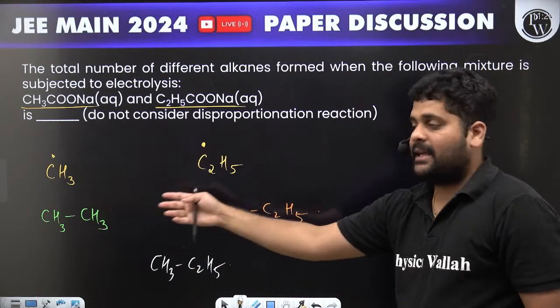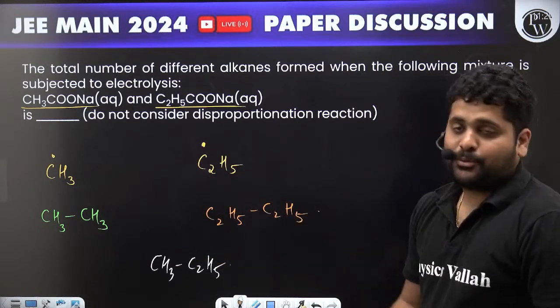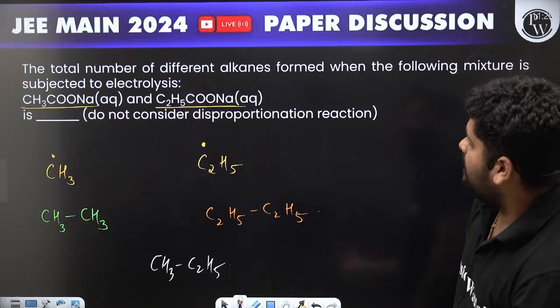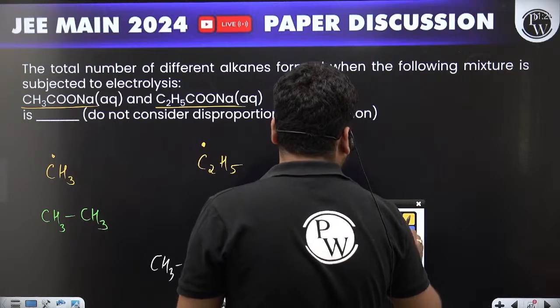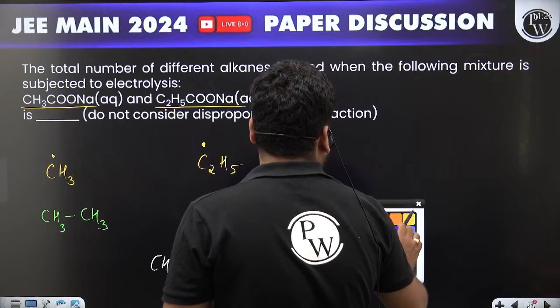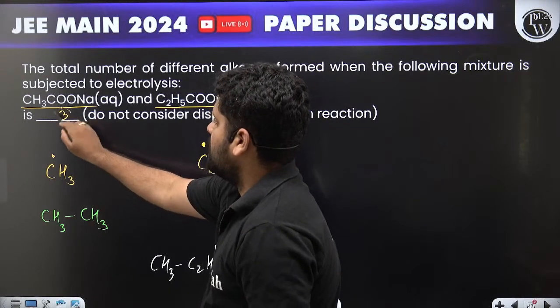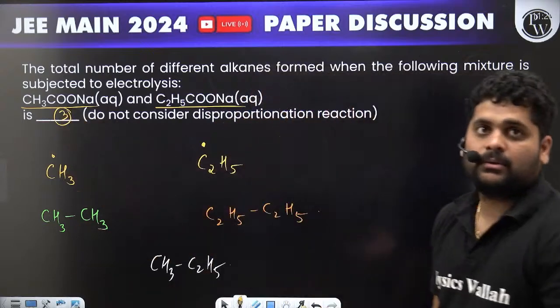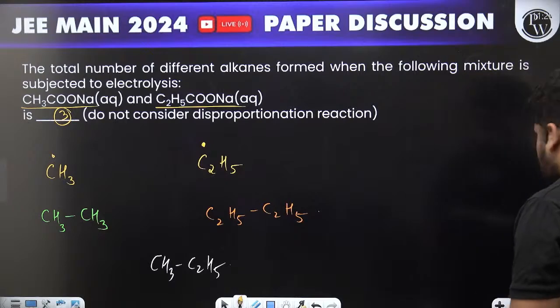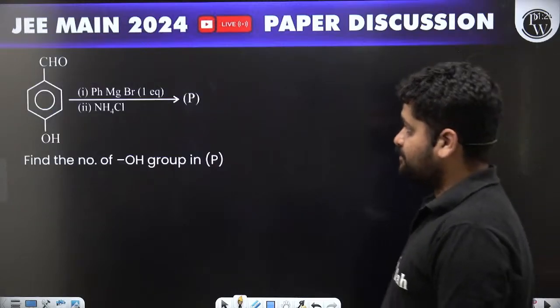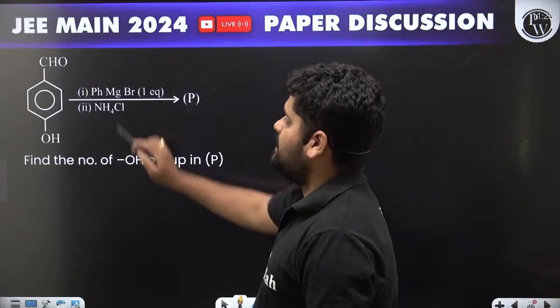We have ethane, we have butane, and we have propane. So the number of products, or the number of alkanes formed, is equal to 3. The number of alkanes formed is equal to 3. That's it. Okay. Right. Now, next question after this, we have PhMgBr.